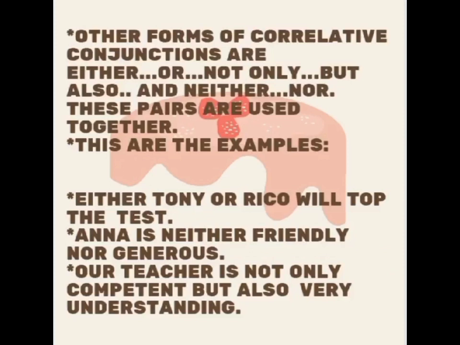Other forms are correlative conjunctions: either, or; not only, but also; neither, nor. Correlative conjunctions, also known as paired conjunctions, are sets that are always used together to join words, phrases, or independent clauses of the same important structure.